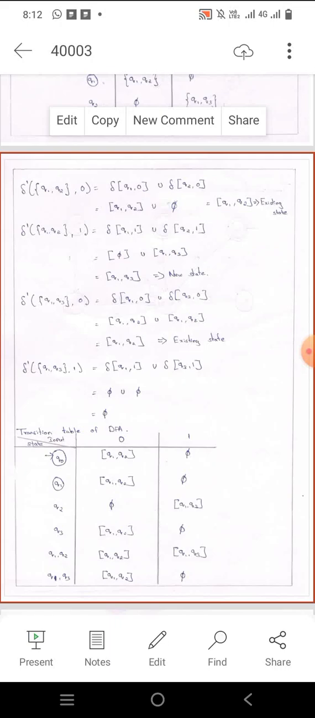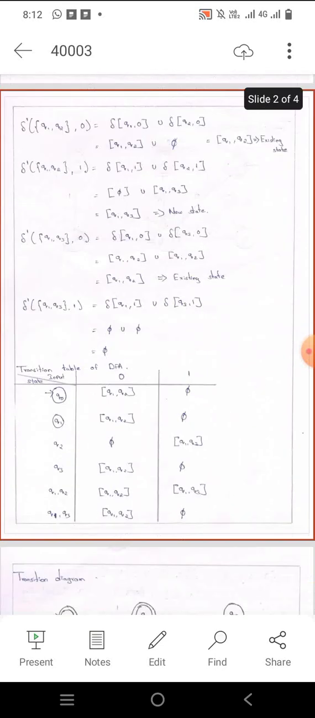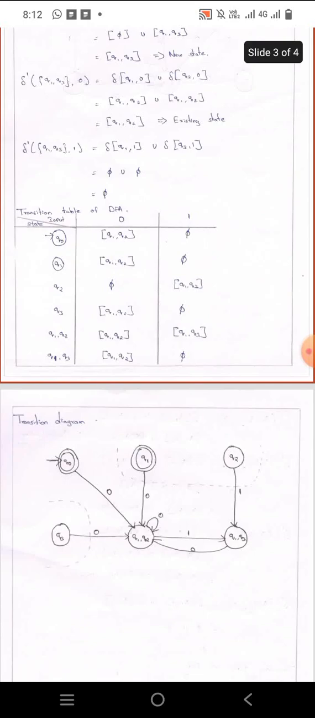While we compare with 0, we got Q1, Q2. Write that answer. Then Q1, Q2 with 1, we got Q1, Q3. Write that answer. Q1, comma Q3 with 0, we got Q1, Q2. Write that answer. Then Q1, comma Q3 with 1, we got null. Write that answer. I already mentioned for Q0, Q1, Q2, Q3, write the transition table of NFA. That's enough. Now we are going to convert this transition table of DFA into a transition diagram.